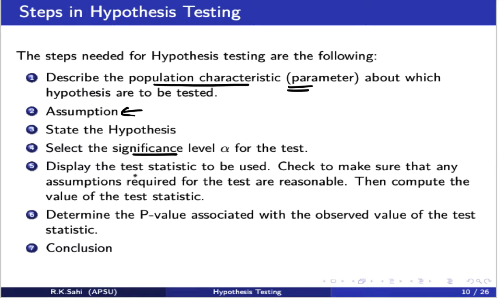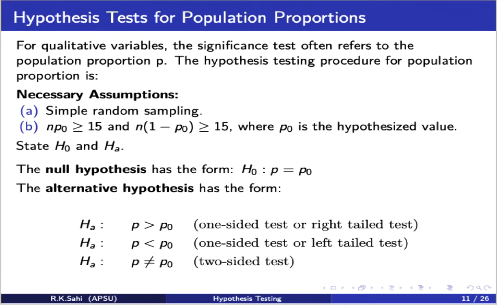And then we apply the test statistic to be used depending upon the population characteristic, and we have to make sure that the assumptions are valid. And after that, we find the p-value, which is associated with the observed value of the test statistic. Now, these are based upon the sample data we have. And then finally, we make the conclusion. So, for the hypothesis test for population proportions, what are the necessary assumptions?